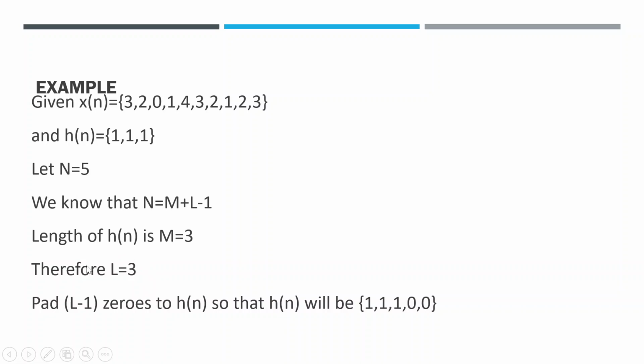We have to add l minus 1 zeros to h of n, so that the length of h of n will be 5. Therefore the resultant h of n will be 1, 1, 1, 0, 0.